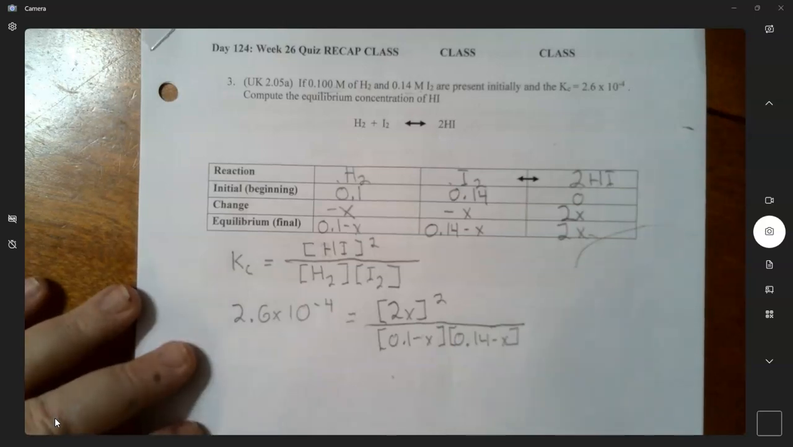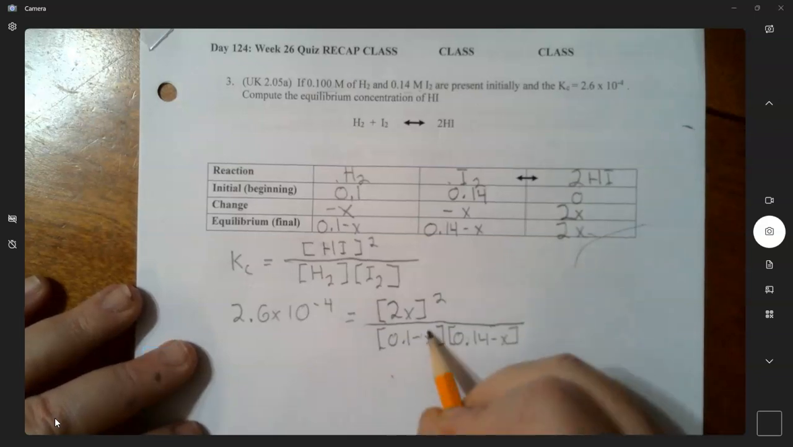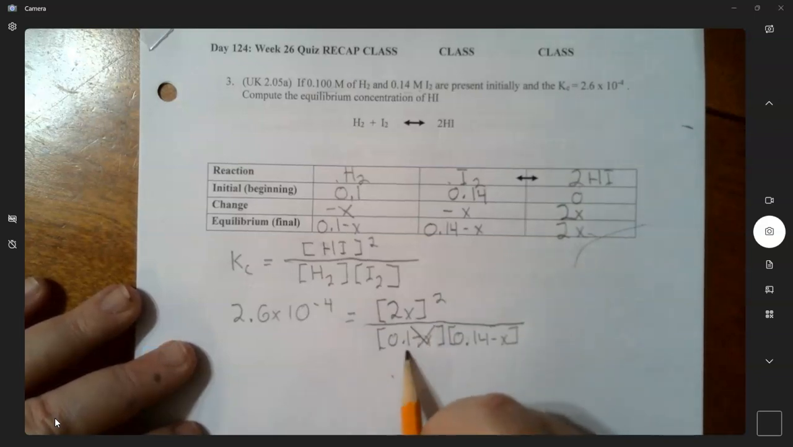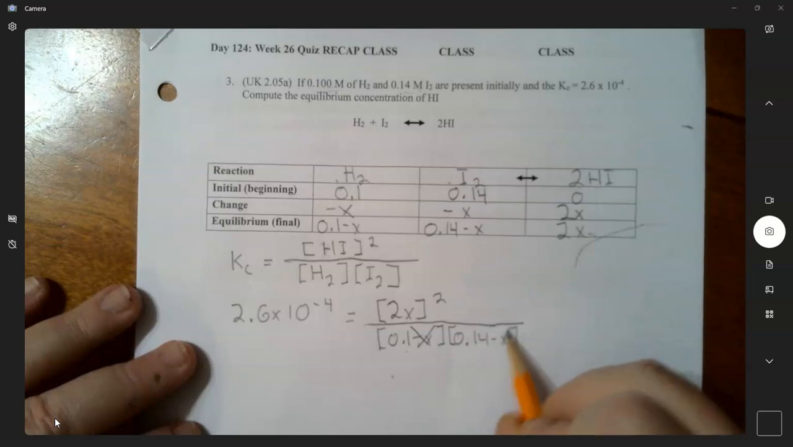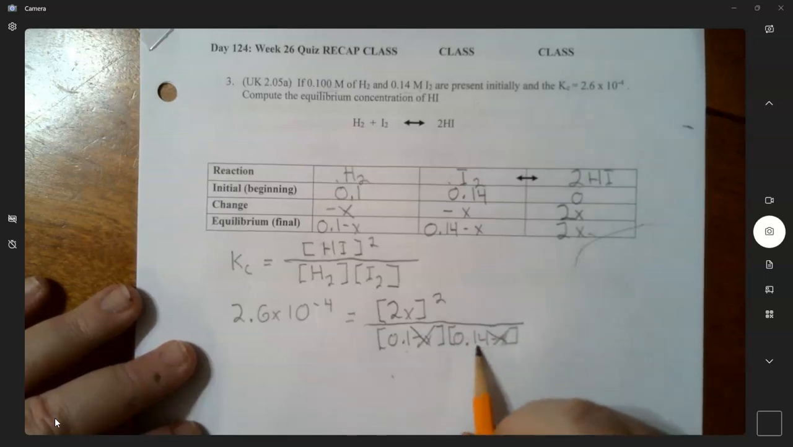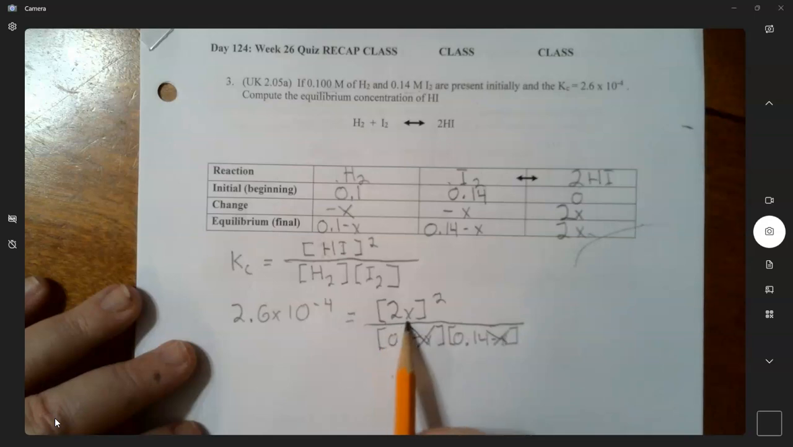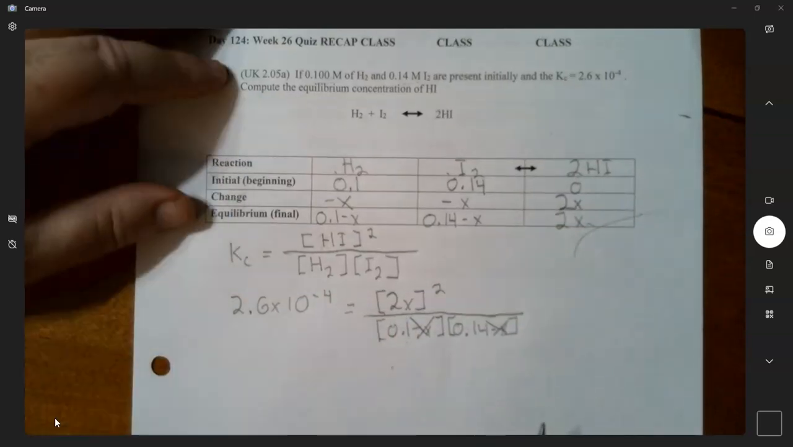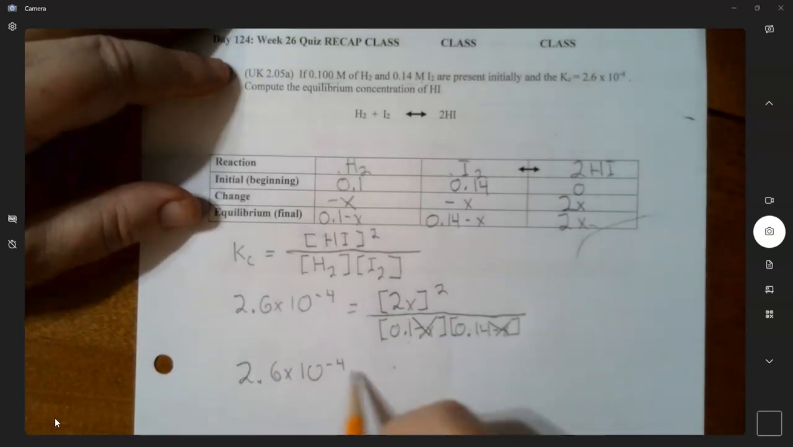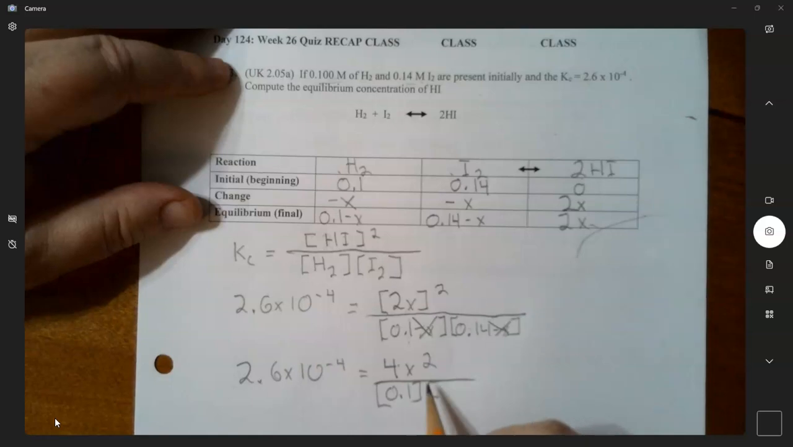And again, if they ask, you're always going to be able to use it here. So we're going to go ahead and get rid of this x. We're going to assume it's very small compared to 0.1. Get rid of this one, assume it's very small compared to 0.14. You cannot get rid of an x when it's a multiplication situation, okay? So we're going to rewrite this down here, and this becomes 4x squared. And you can use regular parentheses at this point if you want. It's a math problem.